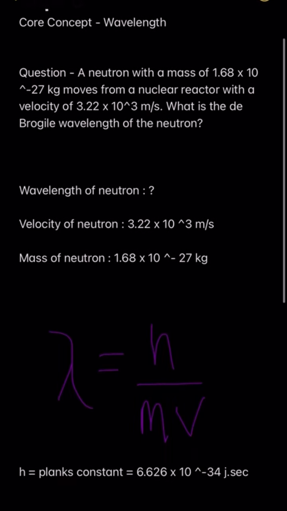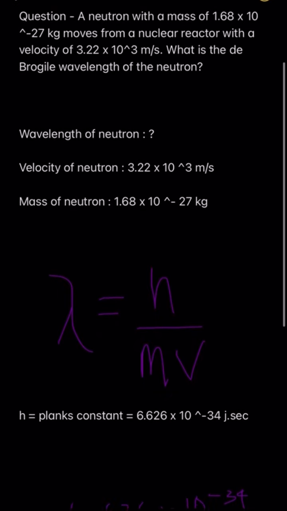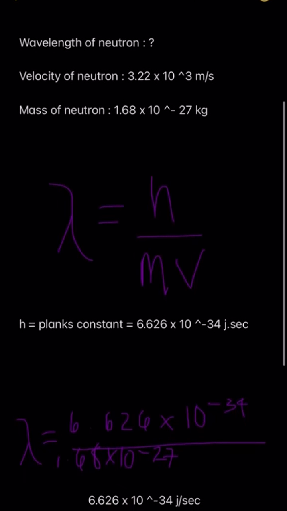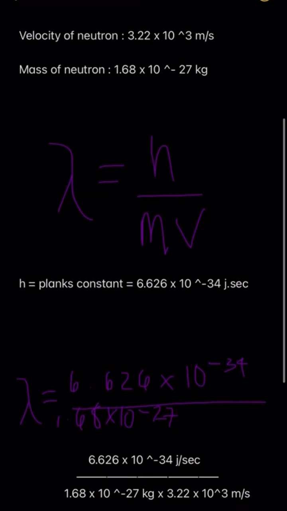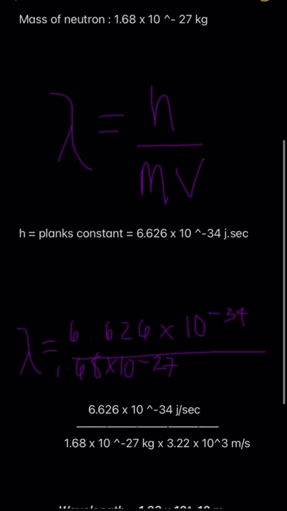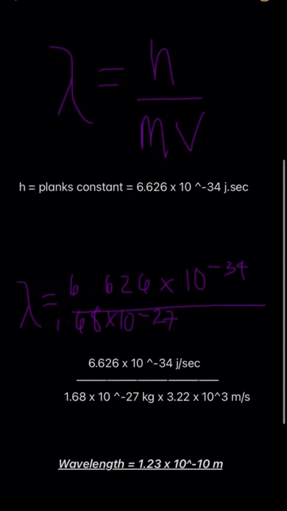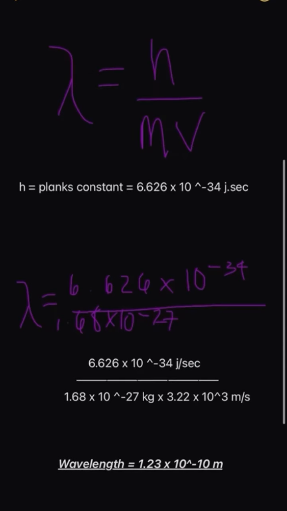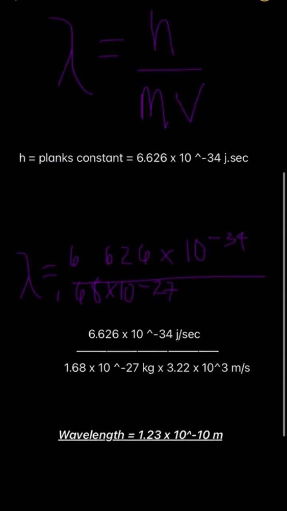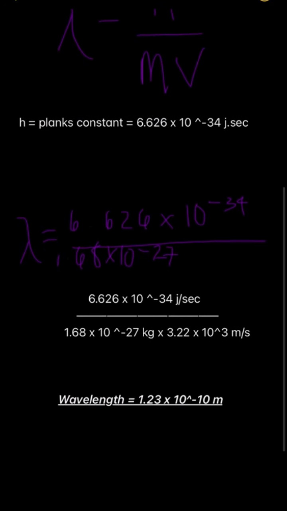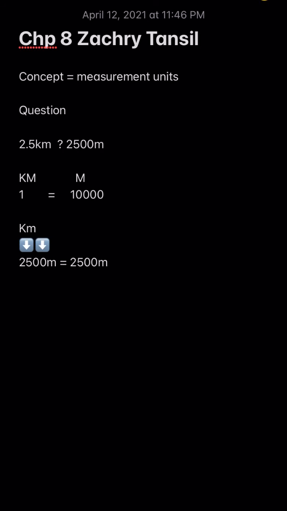So we're looking for the wavelength of the neutron, but we have the velocity and we have the mass. This is the formula to find the wavelength, which is Planck's constant over mass times velocity. So we just fill in the numbers, and we get 1.23 times 10 to the negative 10.